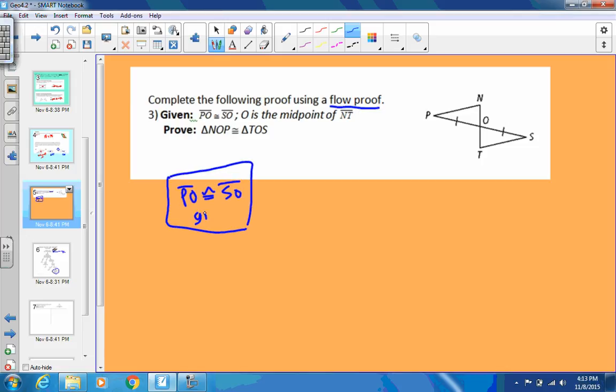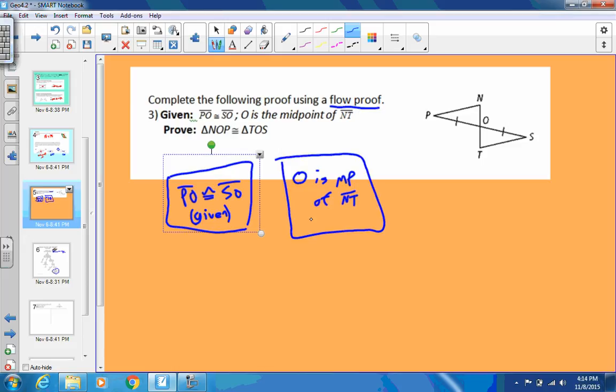That's given. All right, another piece of information we have is that O is the midpoint of NT. That also is given. Then from the picture, let's see if there's anything else we can use.